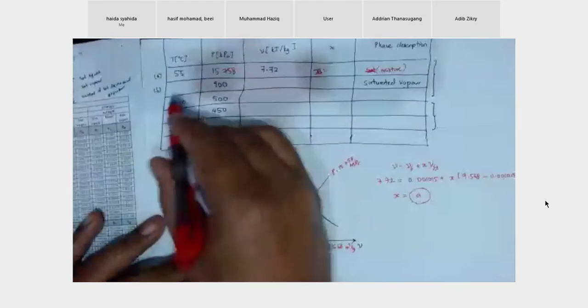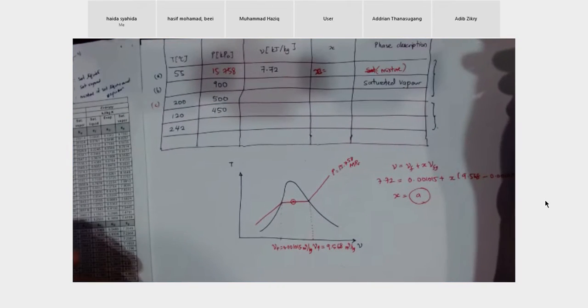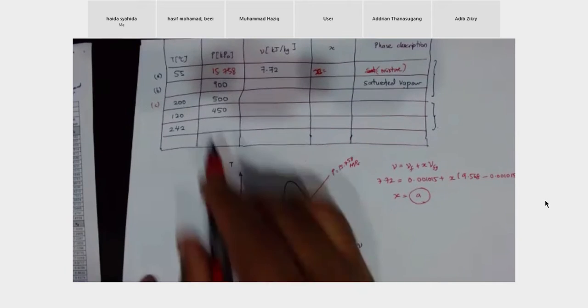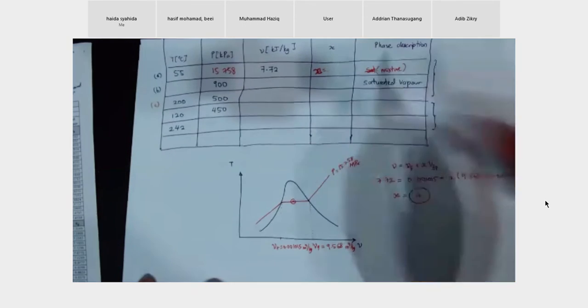Now we solve the second. So kita try sampai C lah. You try buat lagi dua. So lagi dua ni jawapan dia dekat YouTube lah. Okay. Right. Okay. So B, you have 900 kilopascal and saturated vapor.